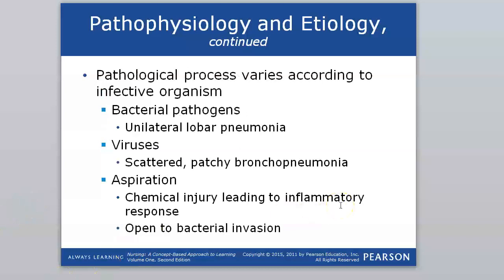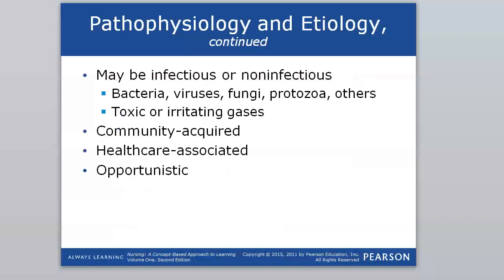And pathological processes vary according to what particular organism invades that area in the lungs. You can have bacterial pathogens, viruses, aspirations, could be from a chemical injury that of course lead to that inflammatory response, and again then they're open to bacterial invasions. They may be infectious or non-infectious, can be caused by a bacteria, a virus, a fungi, a protozoa, or other kinds of things such as a toxic or irritating gas.